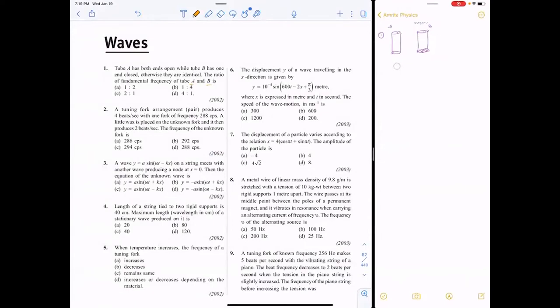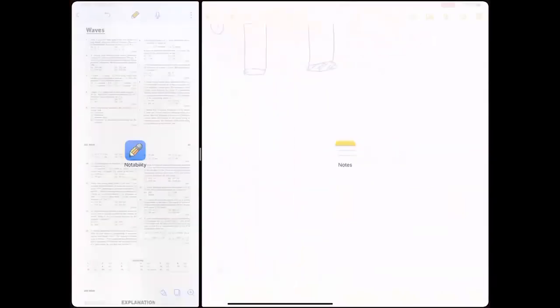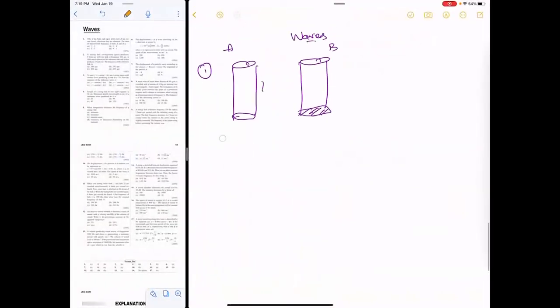These types of questions, guys, how to solve, I'll just explain. Lengths are same. Velocity of sound is same, V naught. Now, for a fundamental, the open end should be an antinode, so it should be something like this. This is the fundamental. When it is a closed one, this end should be a node and this an antinode. So this should be the fundamental for this.